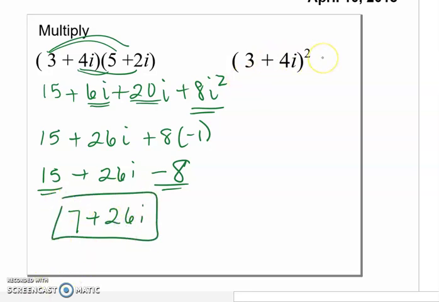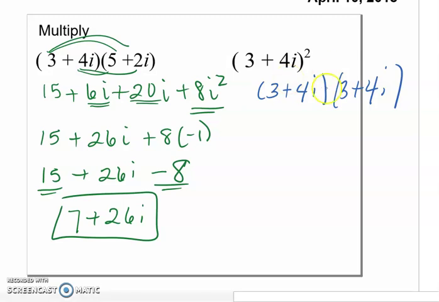If you would, try this one on your own. The only thing you have to remember is when you have a squared, it does not mean to distribute. It means you need to write it twice. So we're going to write it twice. Go ahead and try that on your own, please, and let me know what you get.